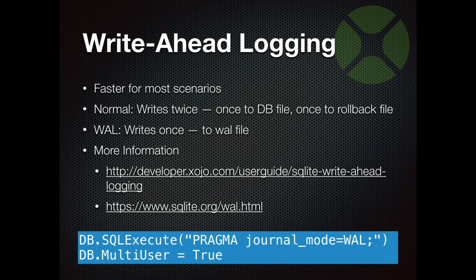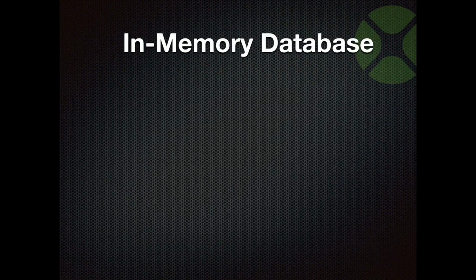To turn on the WAL setting, there are 2 ways. Xojo has a property called multi-user, pretty much in deference to the web app settings, because you want to turn this on since your web app is going to have multiple people connecting to it, and it makes SQLite more responsive. You can also turn it on with a pragma, if you're into cool, nerdy pragmas.